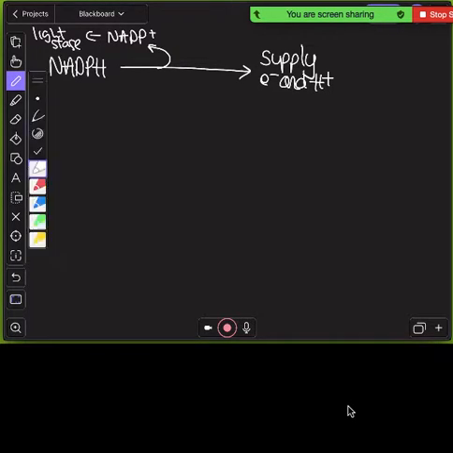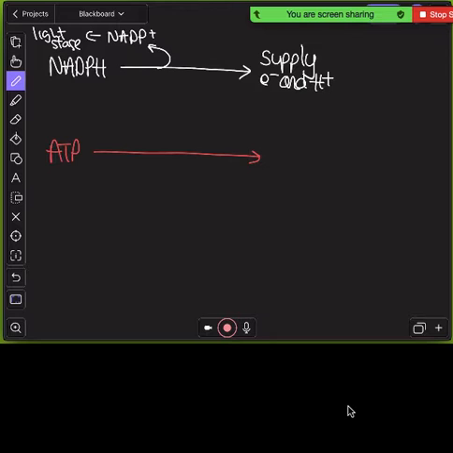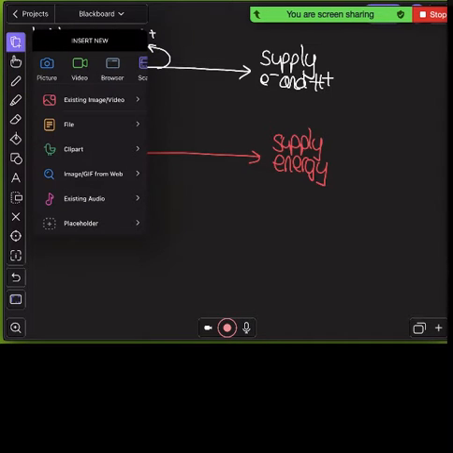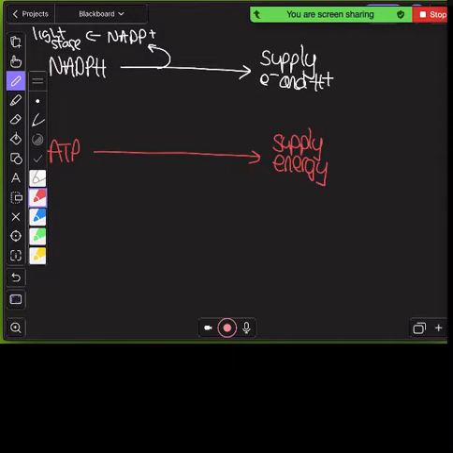Okay, so we've done that. We then are going to look at ATP. What is ATP's job? Anyone going to help me? A supplier of energy. It is a supplier of energy, so it's going to supply energy for our dark stage. I can't see what color I've done this in, so I am going to go for green, just to make it different.